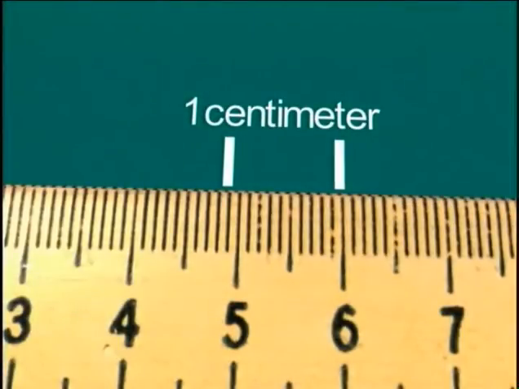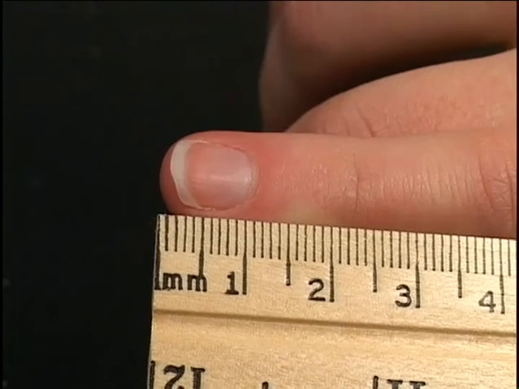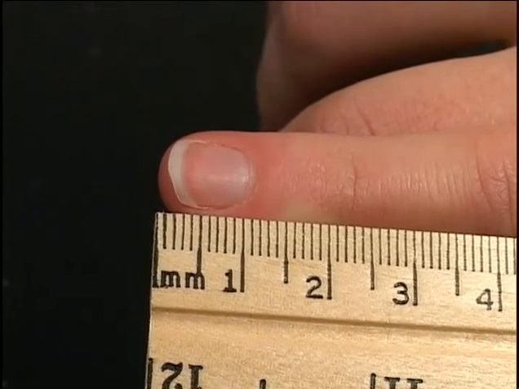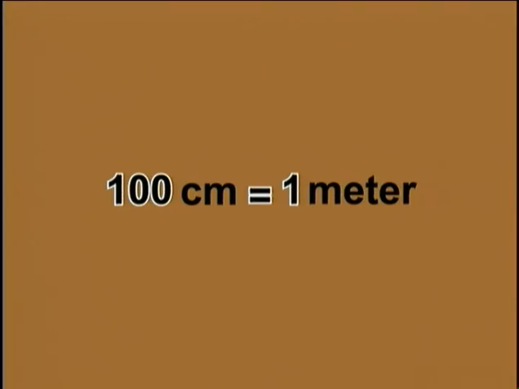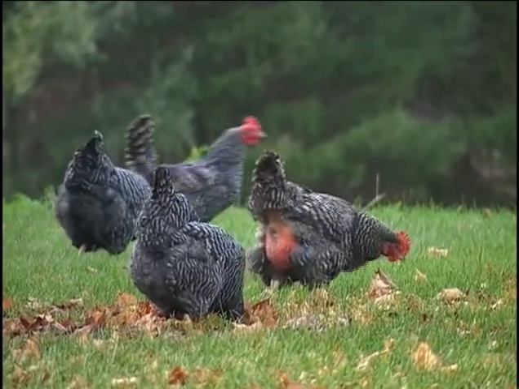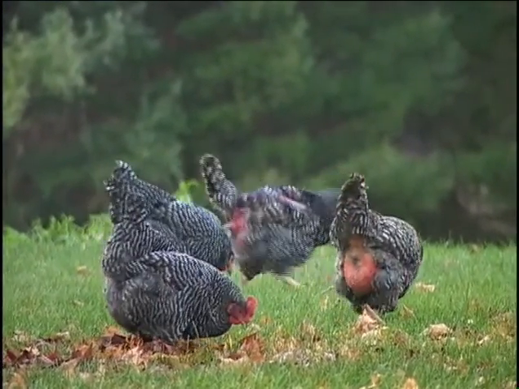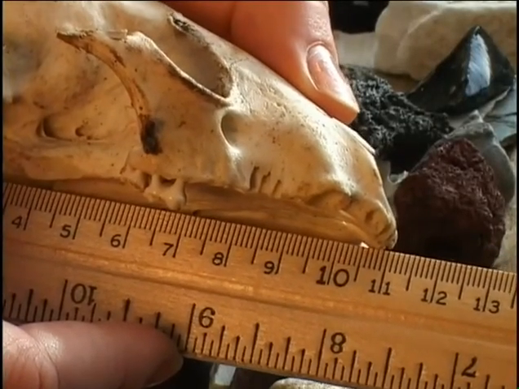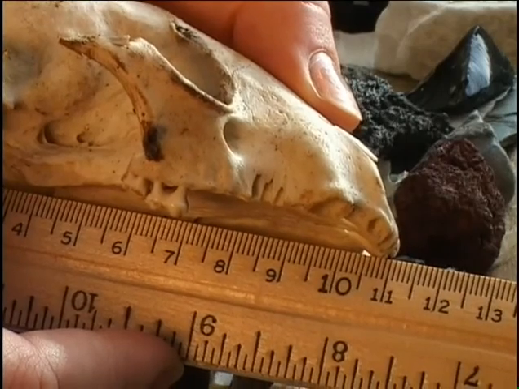Smaller units, called centimeters, are more useful for measuring shorter lengths. Your fingernail on your smallest finger, for instance, is about 1 centimeter long. There are 100 centimeters in 1 meter. These chickens are about 30 centimeters tall, and this animal skull has a length of 11 centimeters.